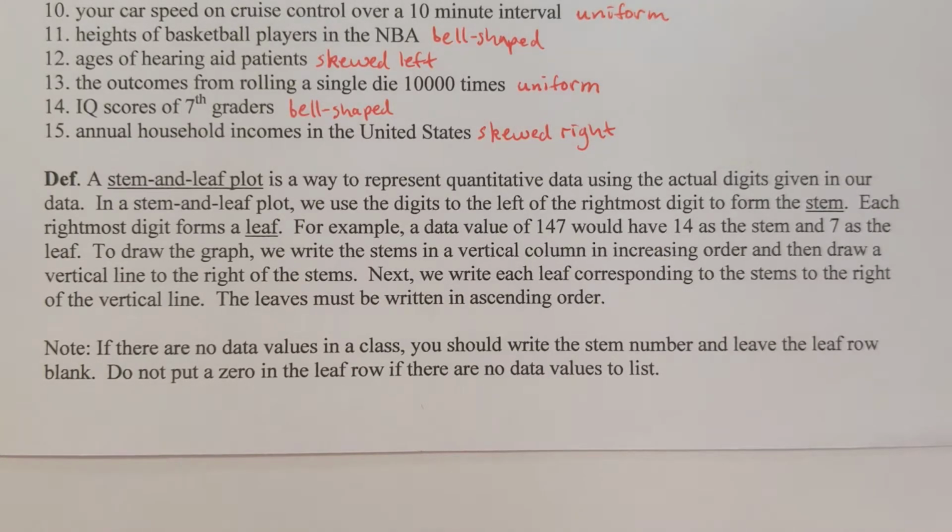There's a note there. If no data values are in a class, you should still write the stem number, and the leaf row is just blank. Okay, and we'll see that. Do not put a 0 in the leaf row if there are no data values to list, okay? Because that can be mistaken for a data value then. So the main thing with the note there is to not skip stems.